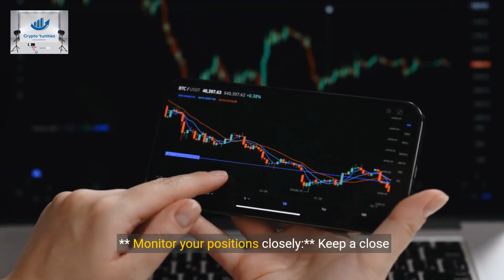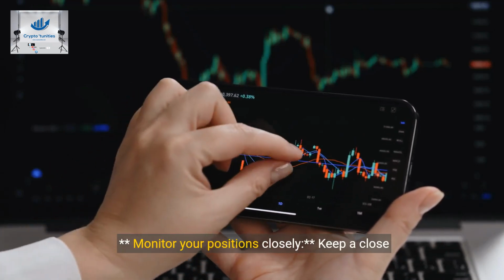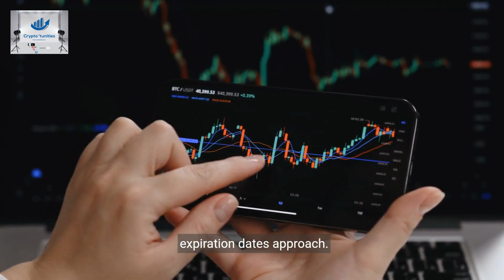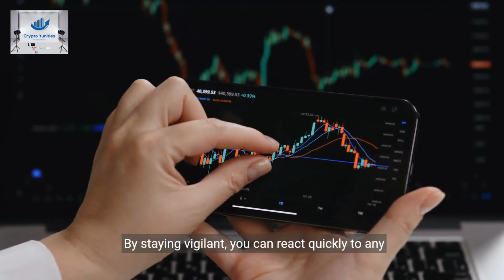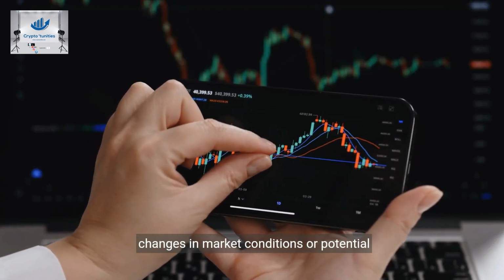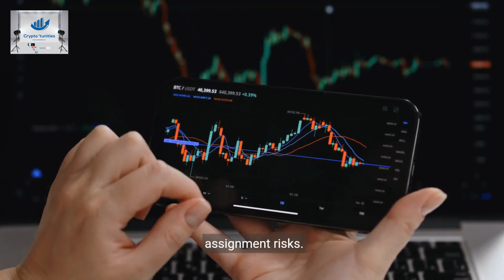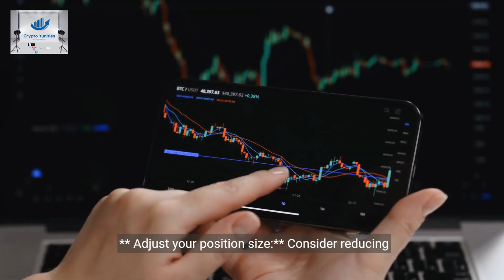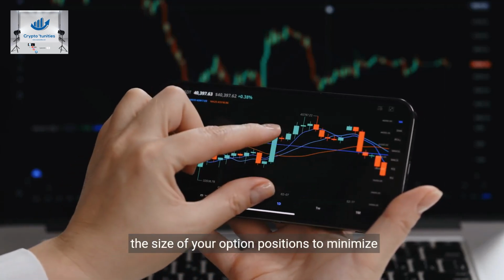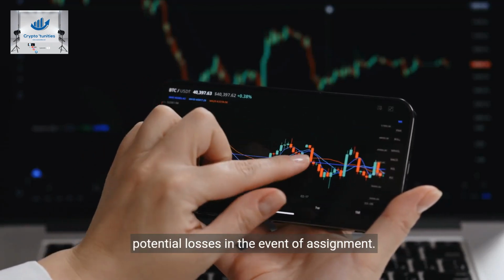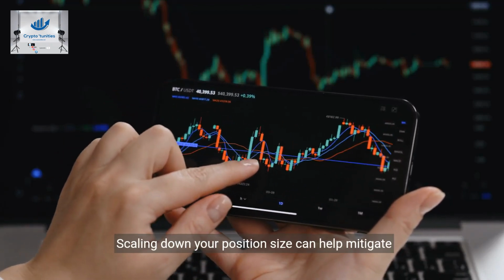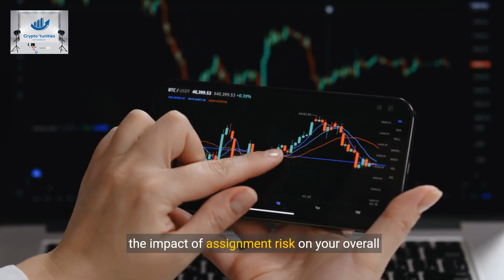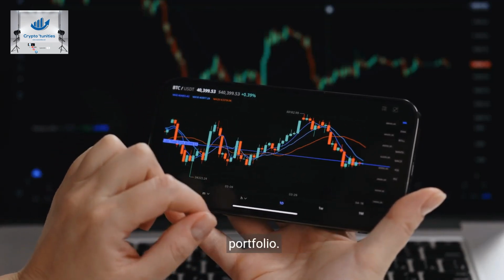1. Monitor your positions closely. Keep a close eye on your option positions, especially as expiration dates approach. By staying vigilant, you can react quickly to any changes in market conditions or potential assignment risks. 2. Adjust your position size. Consider reducing the size of your option positions to minimize potential losses in the event of assignment. Scaling down your position size can help mitigate the impact of assignment risk on your overall portfolio.